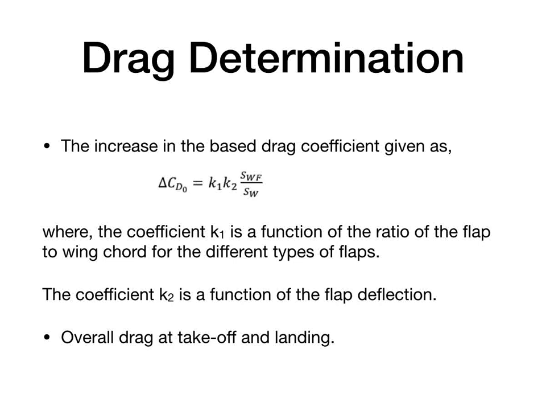The value of delta CDO should be added to the base drag coefficient CDO for the main wing in order to calculate the overall drag at takeoff and landing. So with this you can determine the total drag or overall drag.